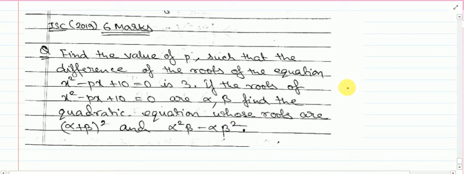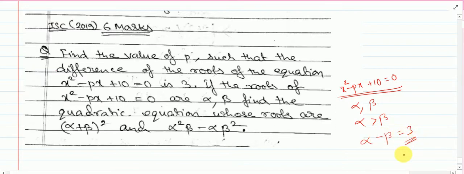So here x squared minus px plus 10 is equal to 0 is given to you, and they are saying that alpha and beta are the roots of this equation, and that the difference between the roots is 3. Let's say I assume that alpha is bigger than beta, then according to the question alpha minus beta has to be equal to 3. And at the end we are supposed to form a quadratic equation whose roots are going to be these 2.